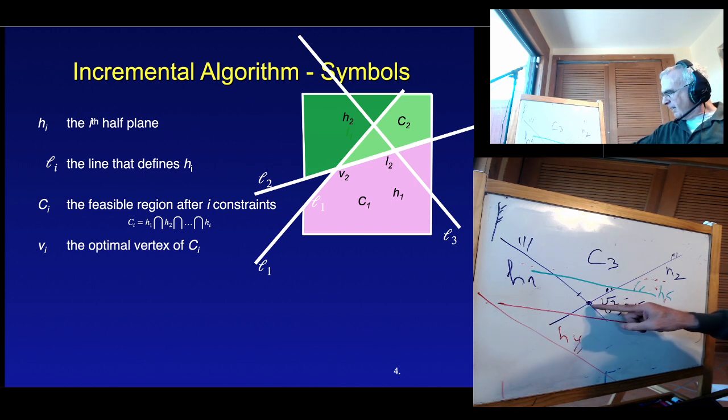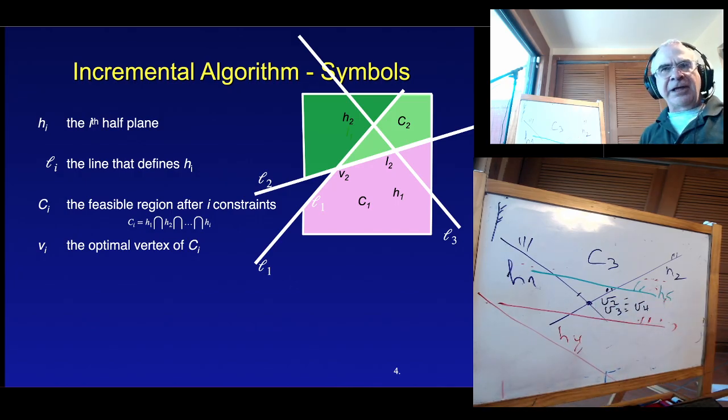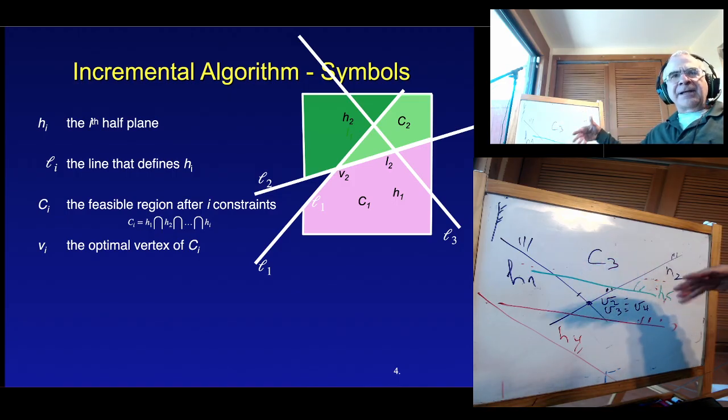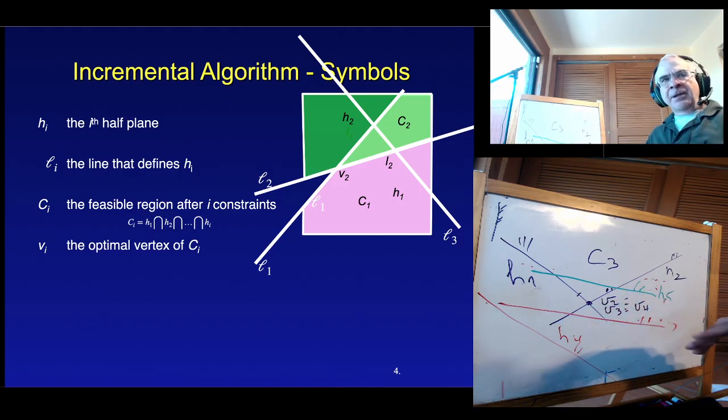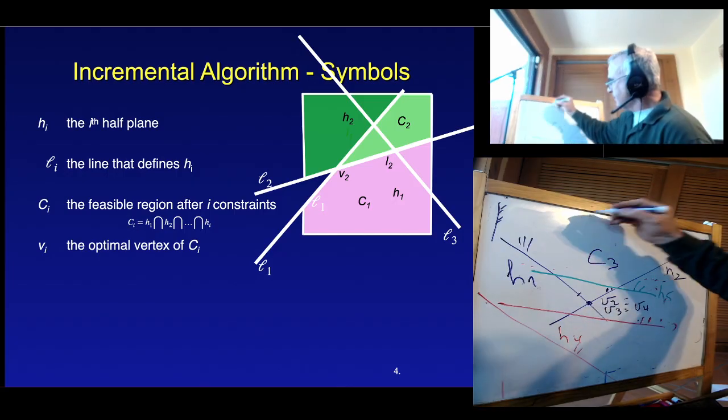It cannot be V2, because V2 is not inside H5. There is a violation. The objective function is always going down. I mean, the algorithm doesn't need this assumption, it's just for us to visualize it. The algorithm always has this direction, C1, C2.